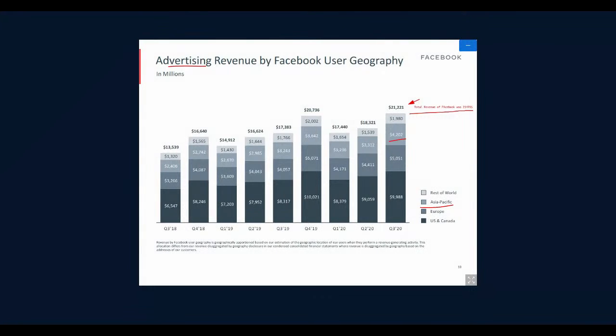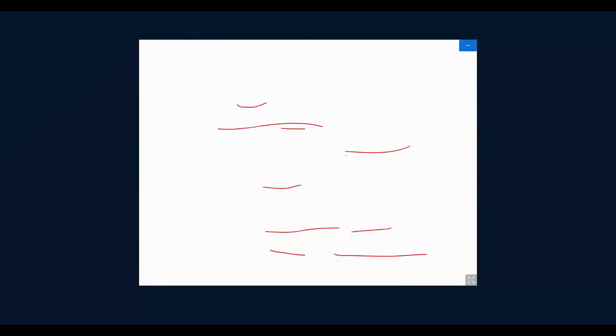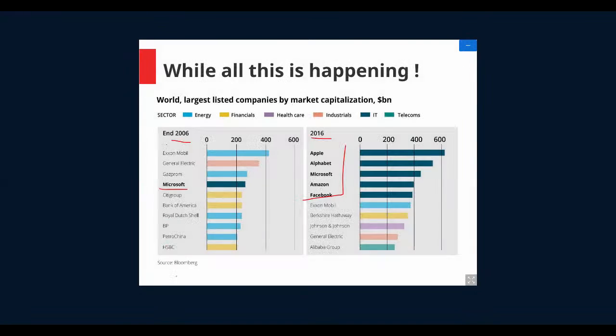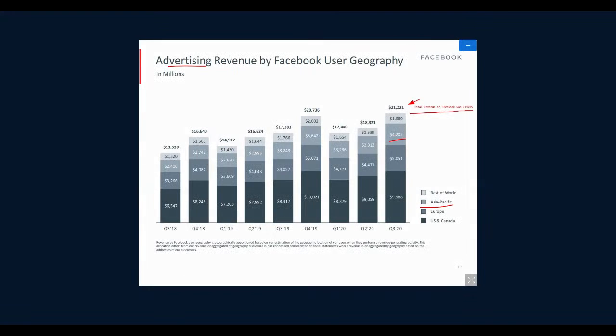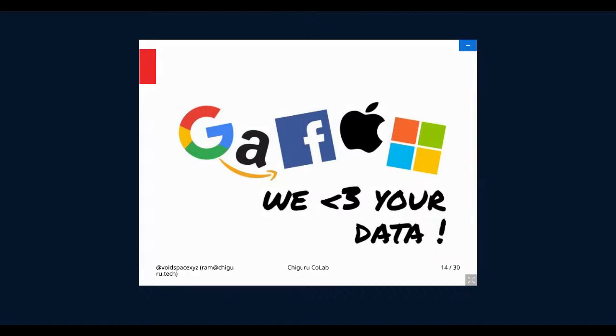Now that you have understood this, if you go back and look at this data, you will understand why these companies are specifically in the top 5 right now and not any other company. Because every other company is forced to use these platforms for their own growth, while these platforms are the ones that are actually growing. This is what we call GAFAM: Google, Apple, Facebook, Amazon, and Microsoft.